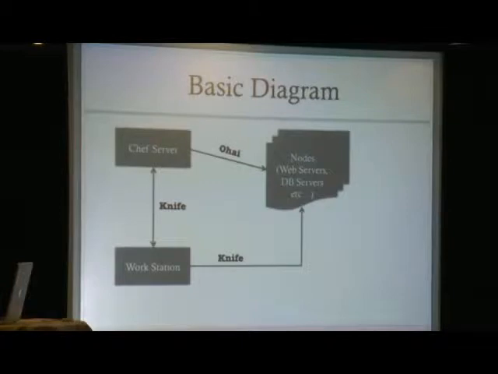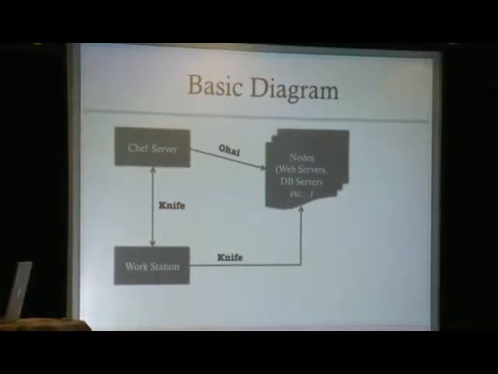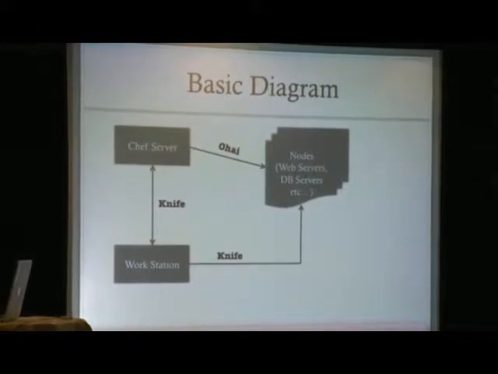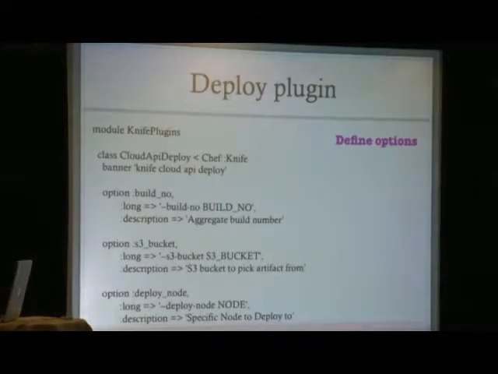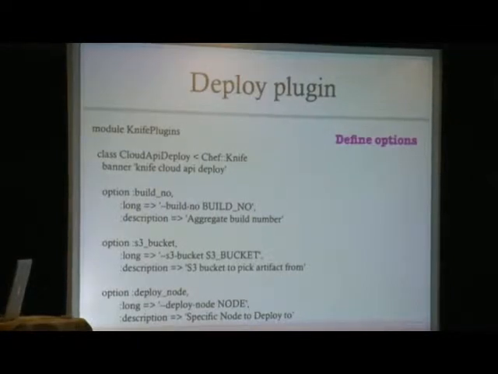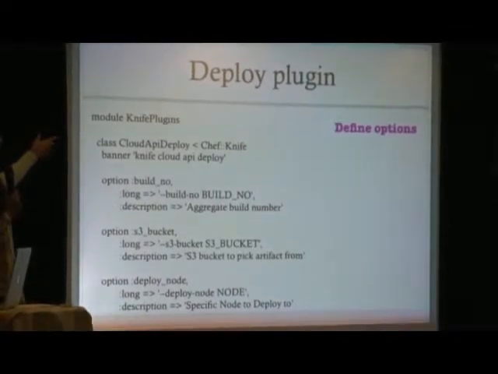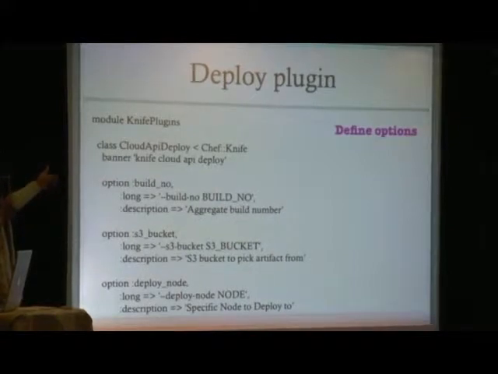This is a basic diagram that we had implemented, where Ohai is the system discovery gem that discovers everything about the system and reports it back to the Chef server, and Knife is used to query from the workstation to the Chef server. Now, we were using Knife plugins as a module that comes along with Knife once you install the gem.